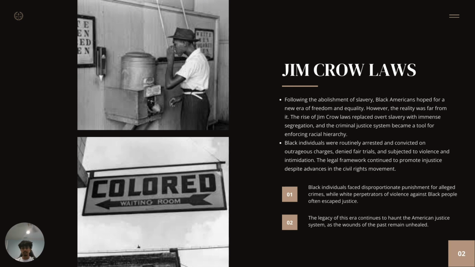Black individuals faced disproportionate punishment for alleged crimes, while white perpetrators of violence against black people often escaped justice. The legacy of this era continues to haunt the American justice system, as the wounds of the past remain unhealed. The two pictures on the left are an example of the Jim Crow laws, as it shows the segregation, as colored people and white people had different areas to drink from and different waiting rooms and different bathrooms.